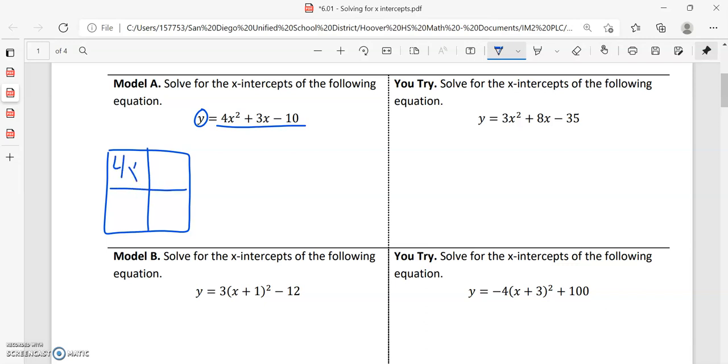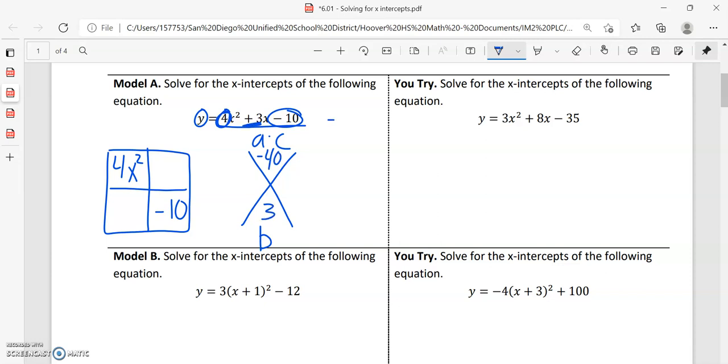4x squared goes here. Negative 10 goes here. Because our a value is not 1, then we want to go into our little cross method. So a times c and b. A is 4, c is negative 10. So that means a times c is negative 40. And our b value is just 3.